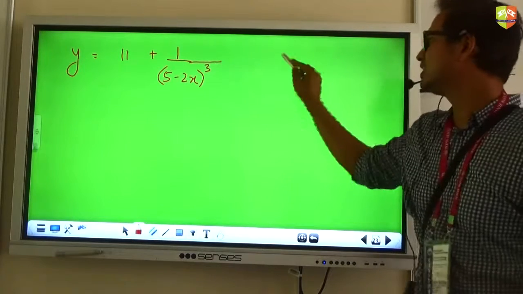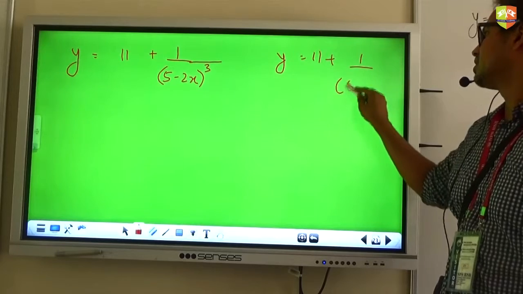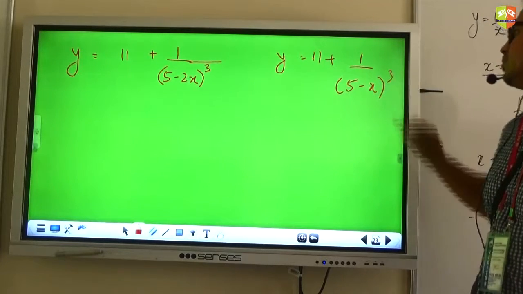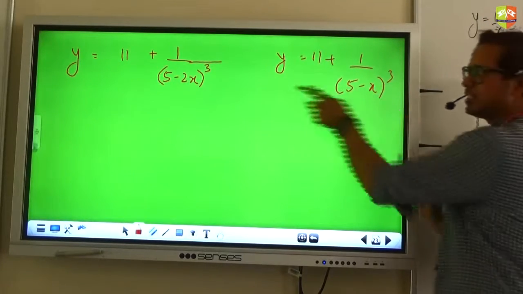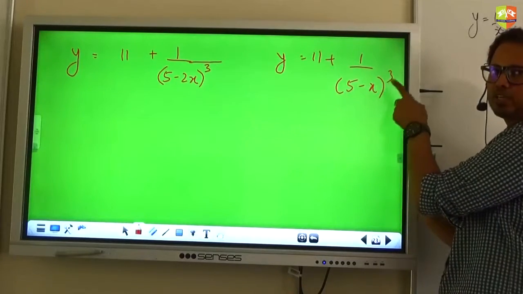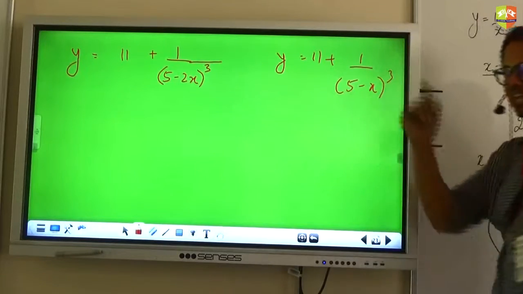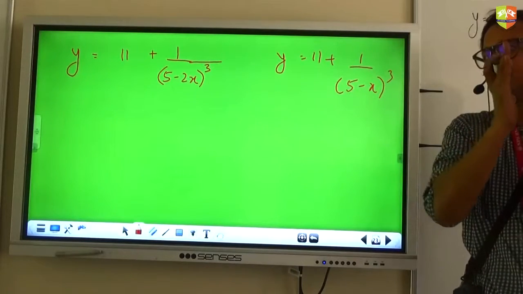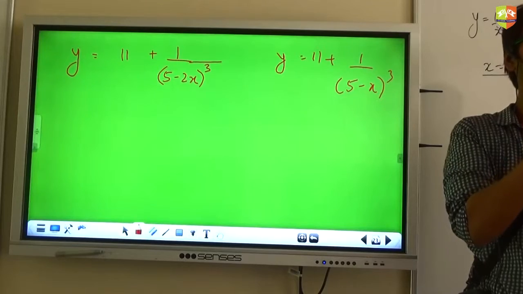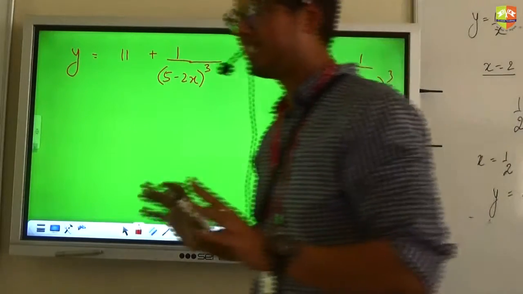See, what is the difference between this graph and this graph? Whatever you achieved here at 2, you will achieve the same here at x equal to 1. Whatever you achieved here at 4, you start achieving that here at 2. So the graph will shrink along the y-axis. Okay, that shrink part is fine. I'm not very interested in it.